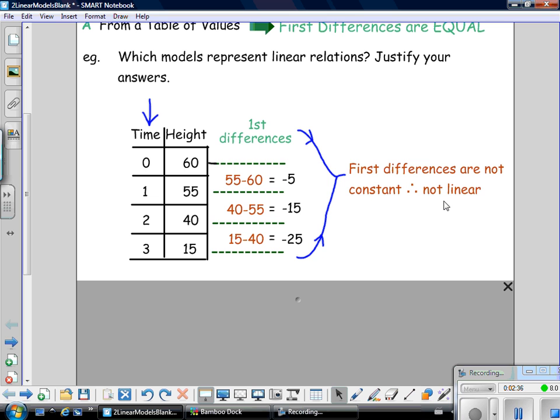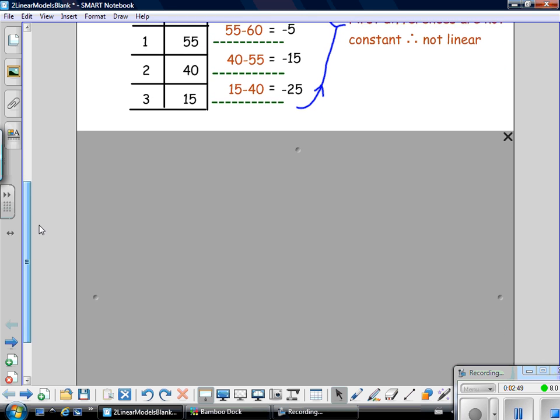Therefore, it's not linear. So the justifying is, first of all, I have to do the differences, the subtracting, and then I also have to say that because they aren't constant, it's not linear. So you need all of that in a solution.